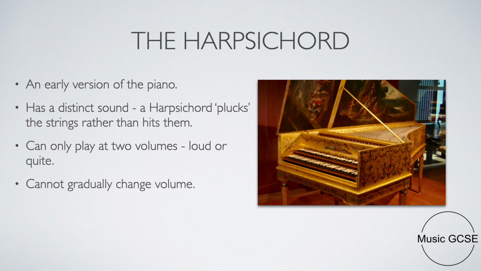That means you cannot gradually change the volume, so you can't do things like crescendos, which is gradually getting louder, or diminuendos, which means gradually getting quieter, when playing the harpsichord. That's why the Baroque orchestra uses terraced dynamics, where the whole orchestra will go from playing quiet to loud suddenly. That's because of the limitations of the harpsichord.